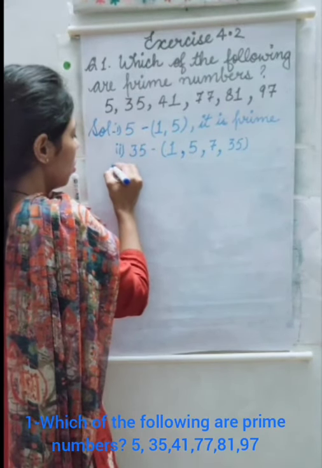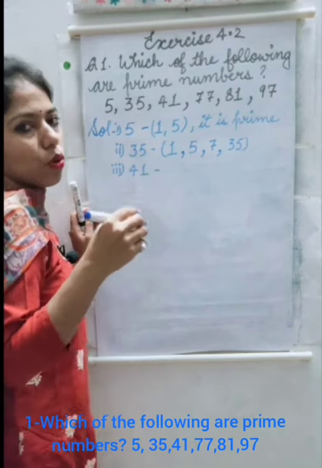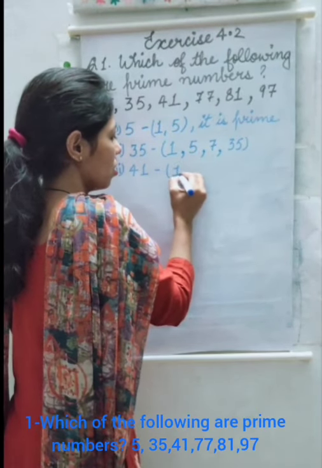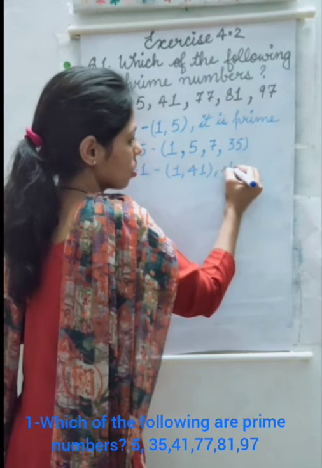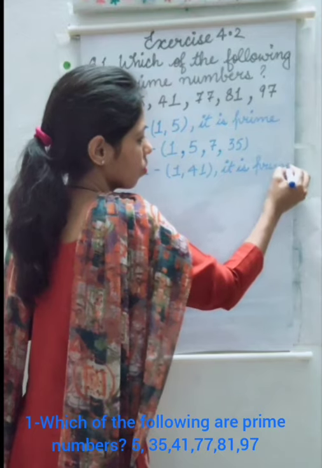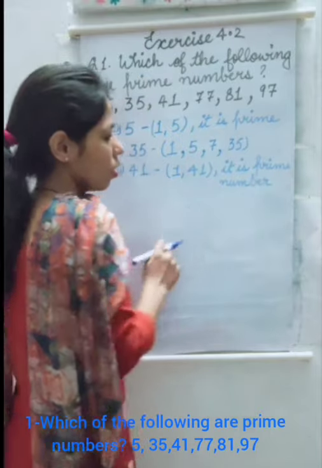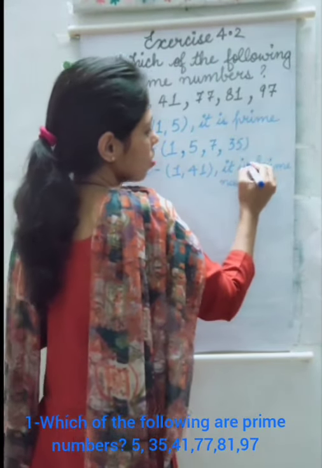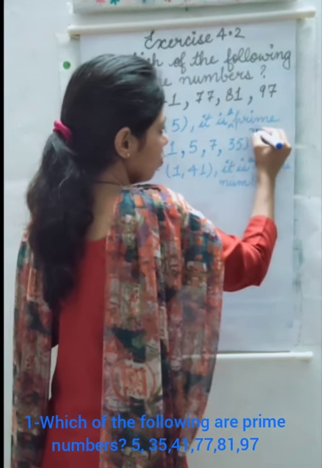Then the third one is 41. So 4 tens are 40. We can say it is only divisible by 1 and 41. So it is prime, or it's better to write it is a prime number, or 41 is a prime number.